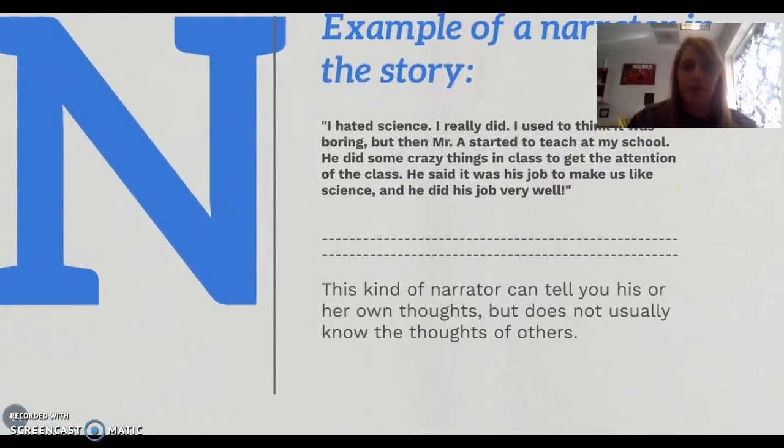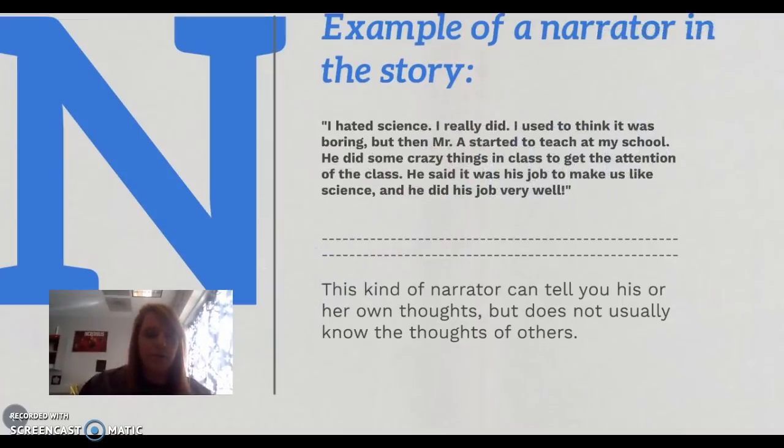An example of the narrator in the story, I'm going to read this little section to you. It says, I hated science. I really did. I used to think it was boring, but then Mr. A started to teach at my school. He did some crazy things in class to get the attention of the class. He said it was his job to make us like science, and he did his job very well. This kind of narrator can tell you his or her own thoughts, but does not usually know the thoughts of others.